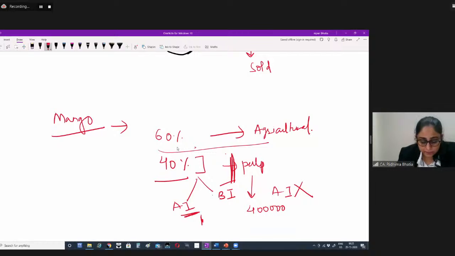Suppose the market value of these 40% mangoes was 3 lakh. So 3 lakh would be my agricultural income. The remaining 1 lakh would be my business income, net of expenses. Expenses on what? Expenses on this pulping procedure. Simple.